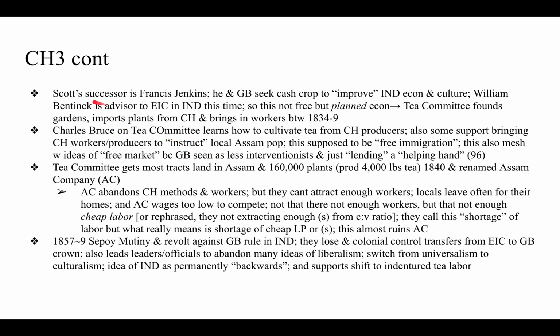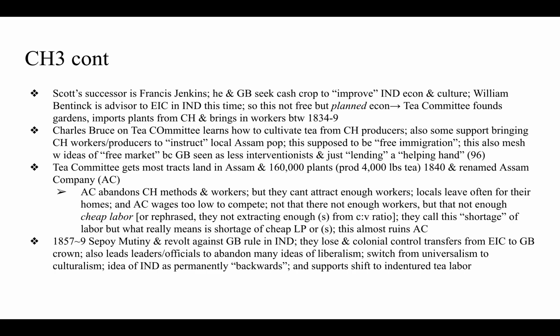So I mentioned David Scott, his successor was Francis Jenkins, and he and Great Britain, many British leaders, sought a new cash crop to, quote, improve Indian economy and culture. And William Bentinck was the advisor to the East India Company in India at this time. Okay, that's kind of a random statement, but whatever. So anyway, this was not a free, but a planned economy from the start.